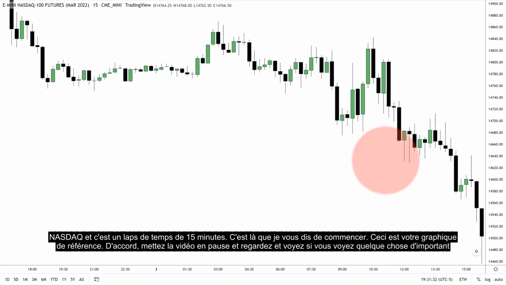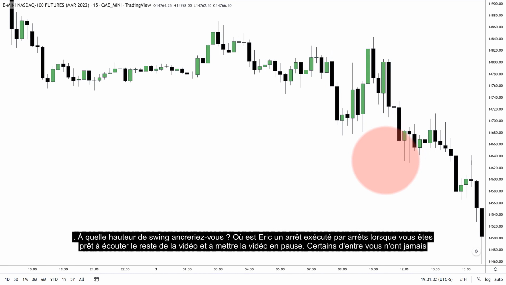Naked chart. Okay, pause the video and look and see if you see anything of any importance. Which swing high would you anchor? Where is there a stop run on buy stops? When you're ready to listen to the rest of the video, unpause the video.